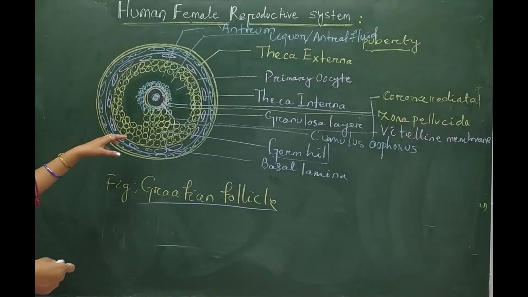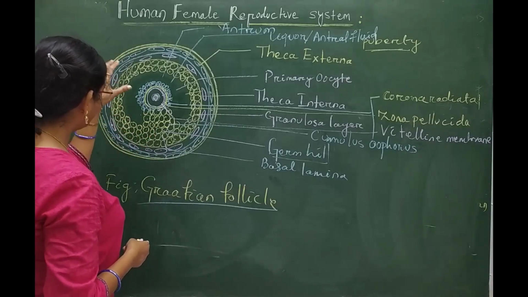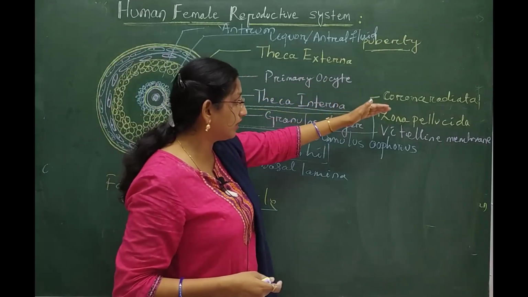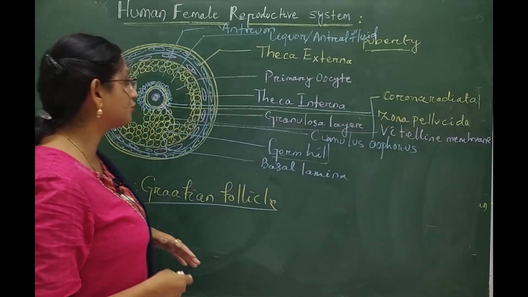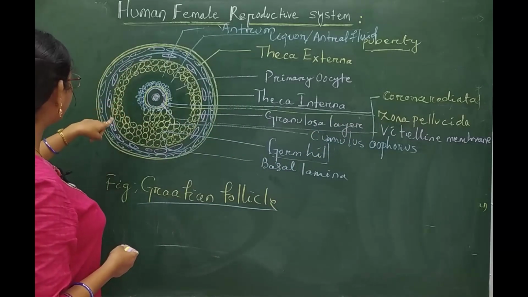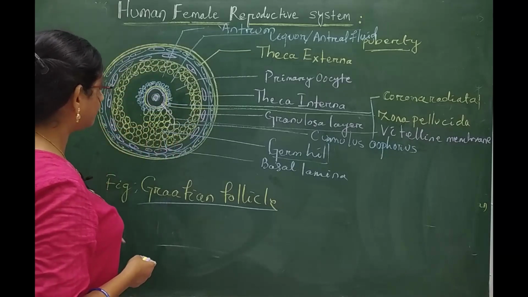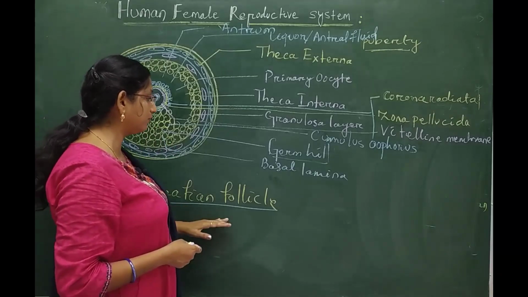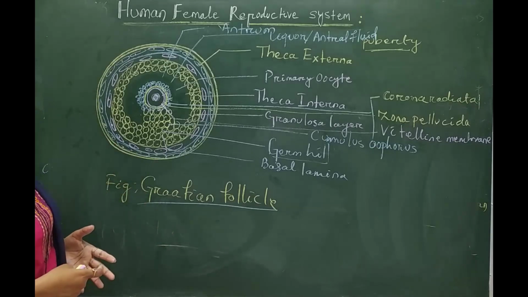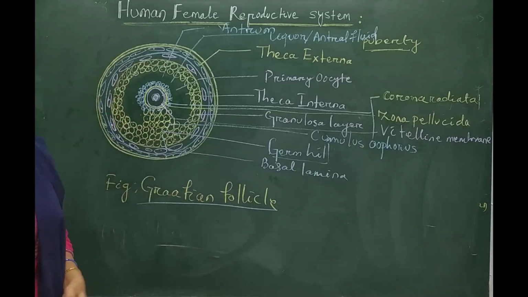All these three layers together constitute the outermost covering of this primary oocyte. The primary oocyte consisting of these three layers, corona radiata, zona pellucida, vitelline membrane, together with the granulosa layer, theca externa and theca interna constitute the mature Graafian follicle, which after the 14th day of the menstrual cycle is able to release the structure that is called the ovum.